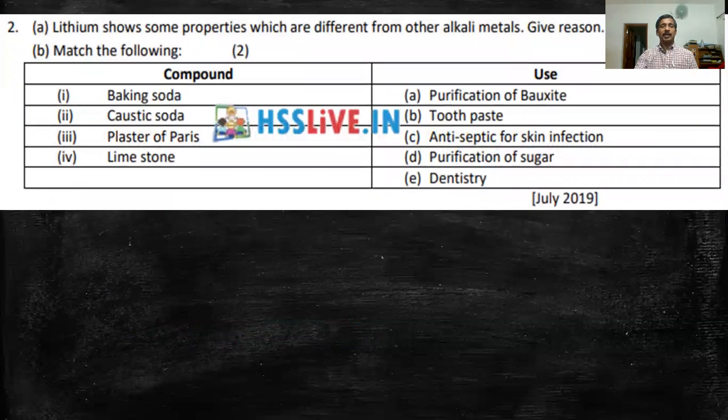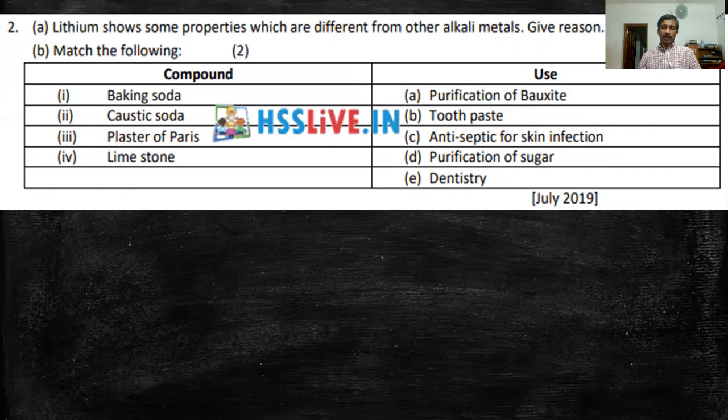Second question. Lithium shows some properties which are different from other alkali metals. Give reasons. We have studied 4 reasons, which are the small size, high electronegativity, high ionization enthalpy, absence of d orbitals. These are the 4 reasons.